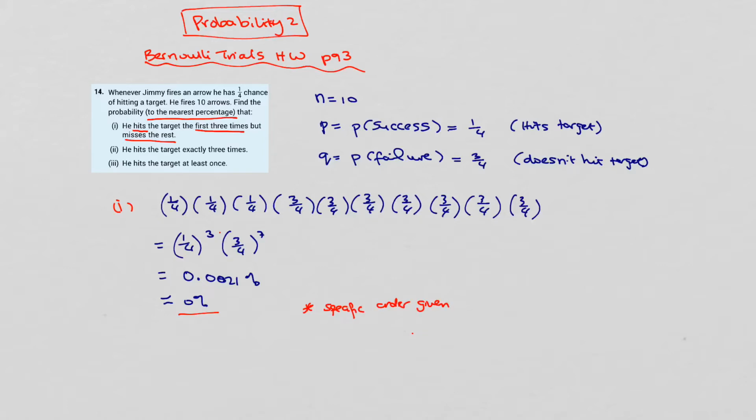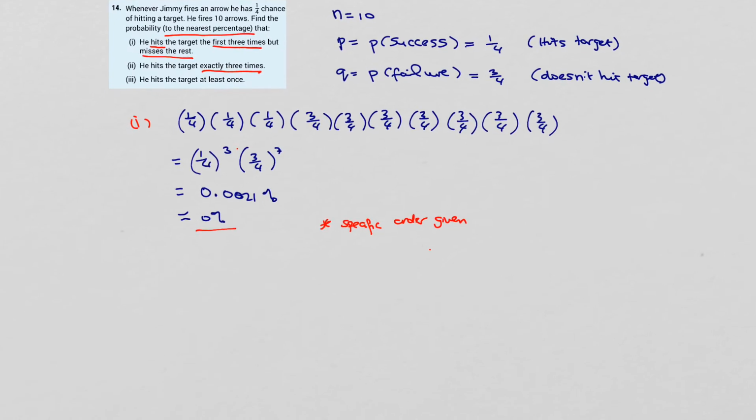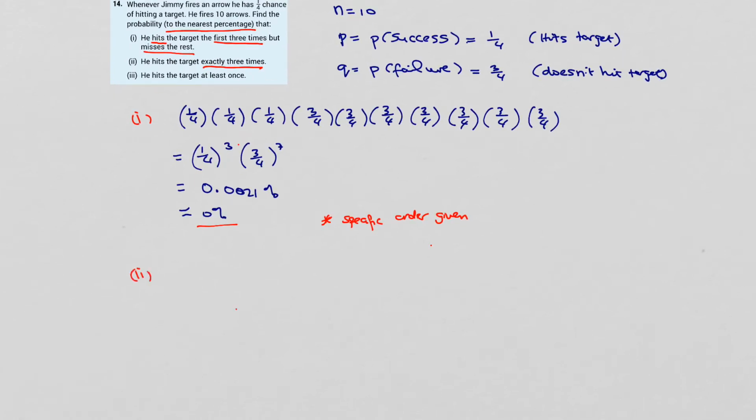Part 2: he hits the target exactly 3 times. He's still hitting it 3 times, but we don't know when. Our number of trials is still 10, we have 3 successes but we don't know where they are. P is still a quarter, the probability of hitting the target, and Q is the probability of failure, not hitting the target. So for this one we have to use Bernoulli trials because we don't know what order these 3 hits are coming in.